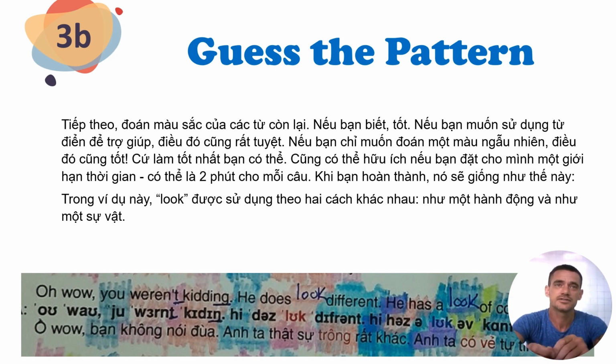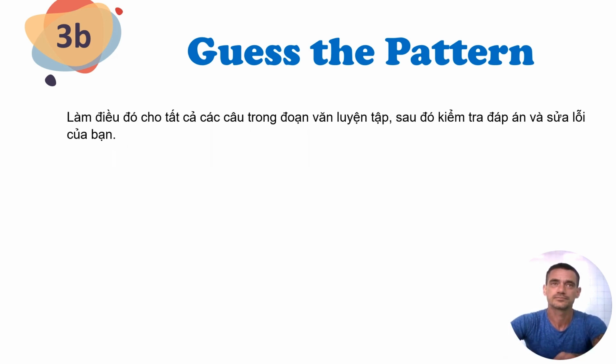When you finish, it will look something like this. And if you look closely in this example, you can see that look is used in two different ways. It's used as an action when it's red and as a thing when it's blue. Do that for the rest of the sentences in the passage, then check your answer and correct your mistakes.